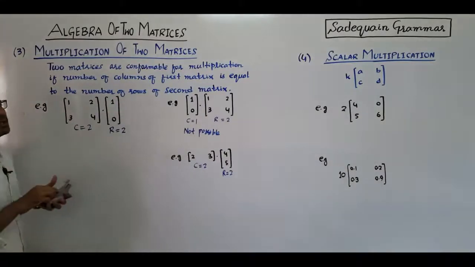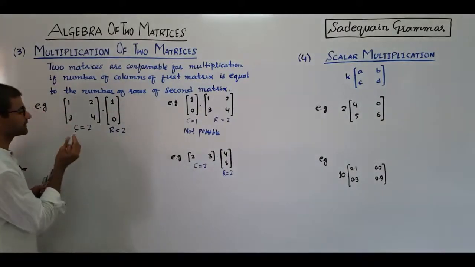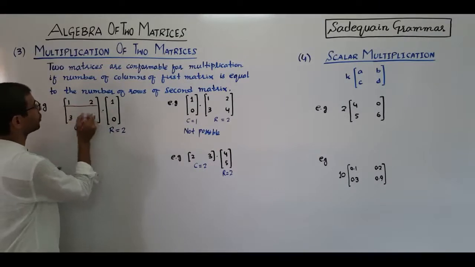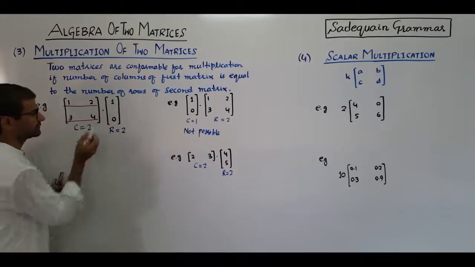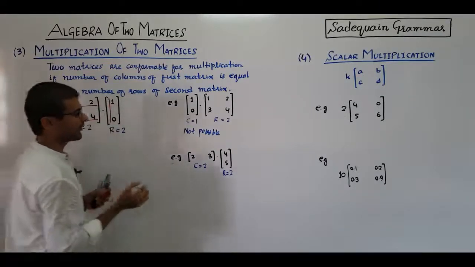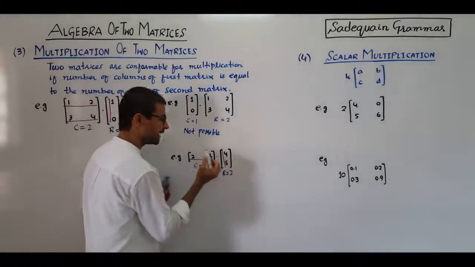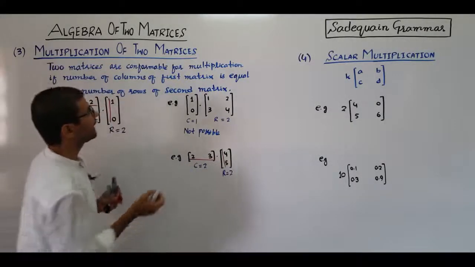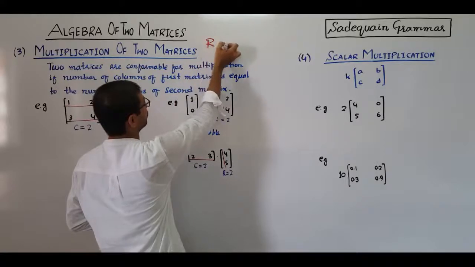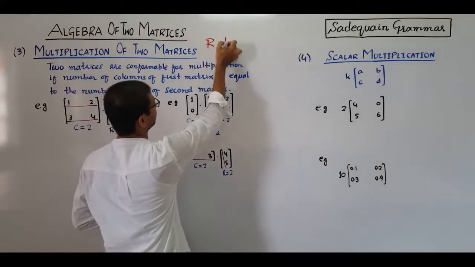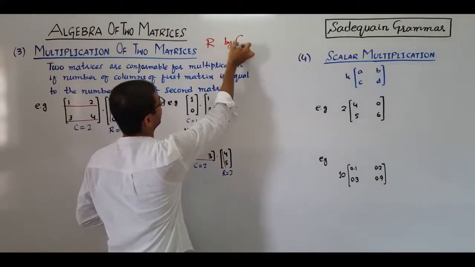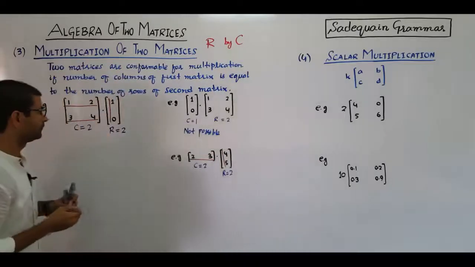Now learn how we multiply these two matrices. For this, select a row in the first and a column in the second. Row in first and column in second. We multiply row by column.